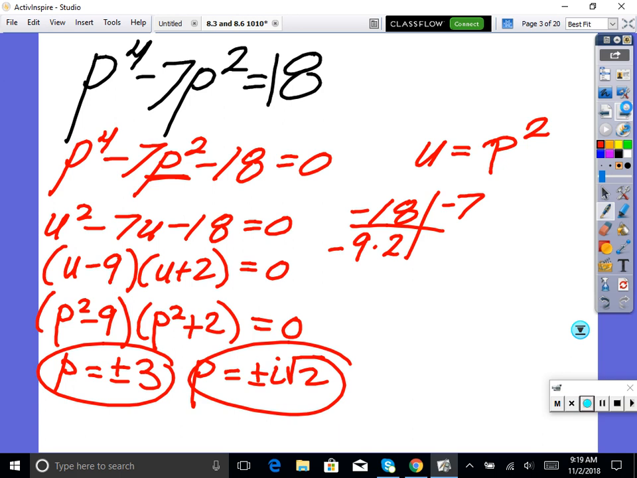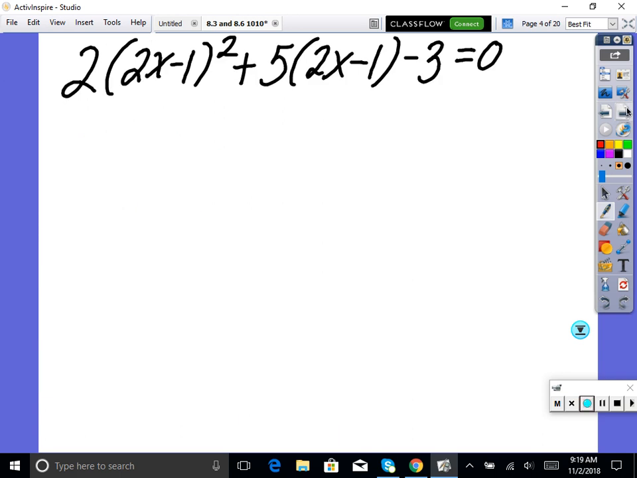Okay, let's look at some that look a little different. Why would this possibly be a u substitution problem? Yeah, it's quadratic in form, he's saying. Look, he said it's quadratic in form, it's just there's a 2x minus 1. So look, squared, degree 1, constant. So what's my u substitution?